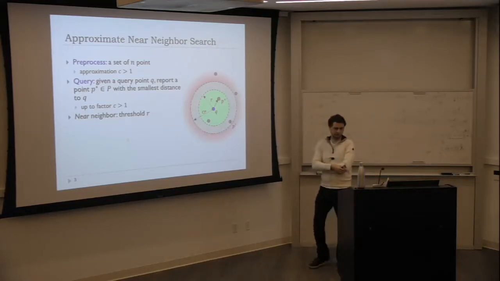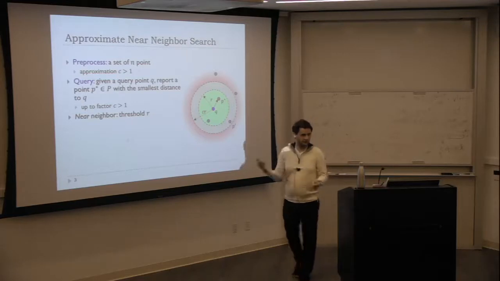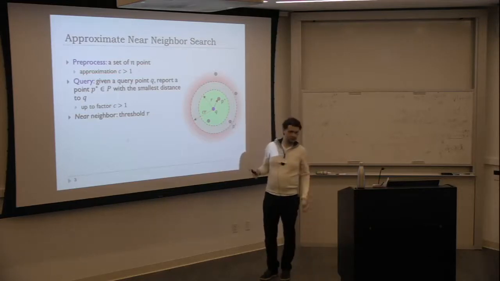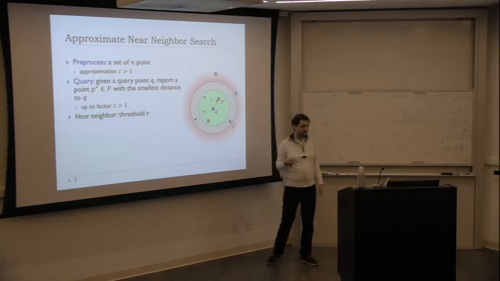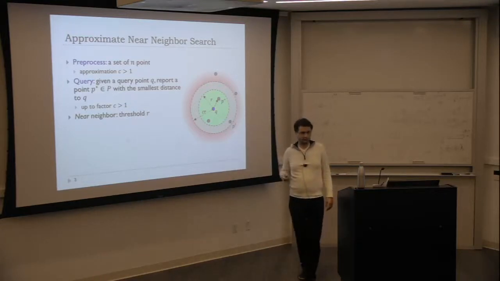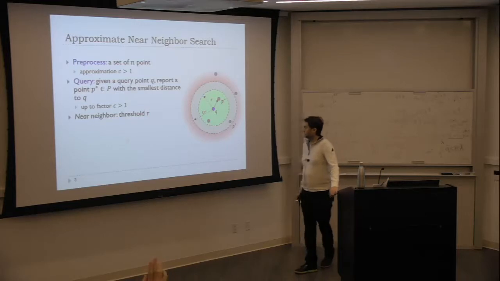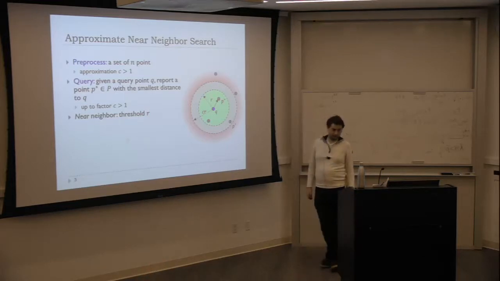Okay, and then later, if you want, you can go through this list and extract only the near neighbors or the nearest neighbor. Or another way to think about this is, if there are no points in this gray annulus, then the exact and approximate versions are exactly the same. Okay, so this is the data structure question.